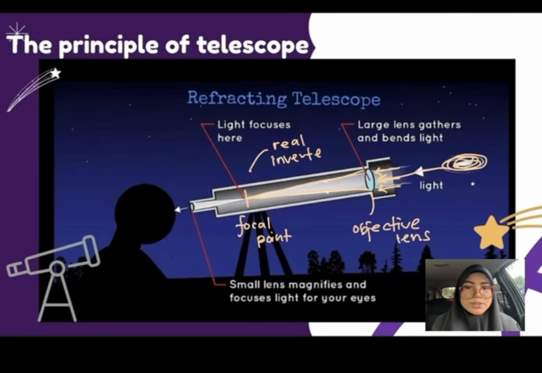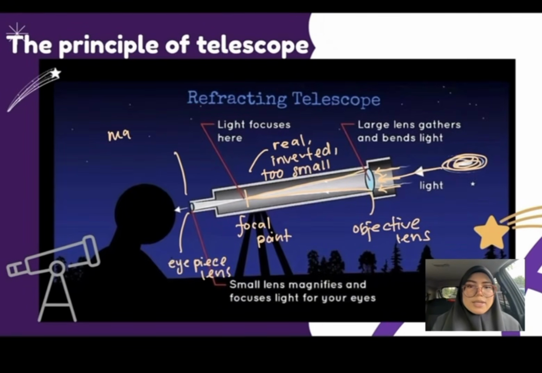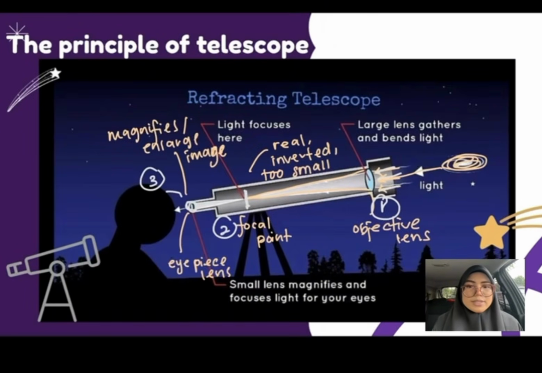However, this image is usually small and cannot be observed clearly. To solve this, the eyepiece lens is placed near the focal point, and the eyepiece acts like a magnifying glass and enlarges the image formed by the objective lens. As a result, the observer sees a much larger and clearer image of the distant object. Therefore, the working principle of a refracting telescope can be summarized in three steps. First, the objective lens collects light; second, it focuses the light to form an image; and third, the eyepiece magnifies that image for our observation. This is how a refracting telescope enables us to view distant celestial objects in greater detail.